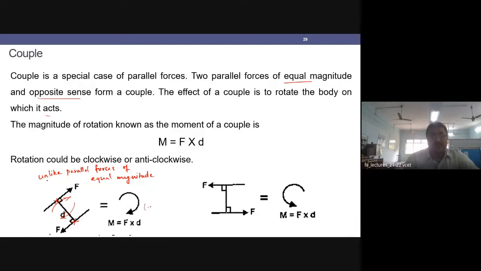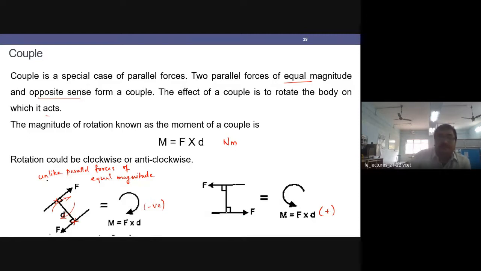So the sign convention will be negative. This moment here is causing an anti-clockwise movement, and hence that is a positive moment. That will have a positive convention. And what is the unit of moment? The unit of moment is Newton meters. The SI unit of moment is given by Newton meters.